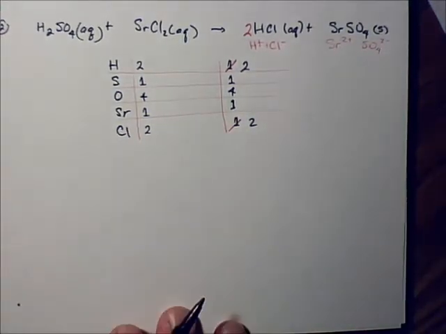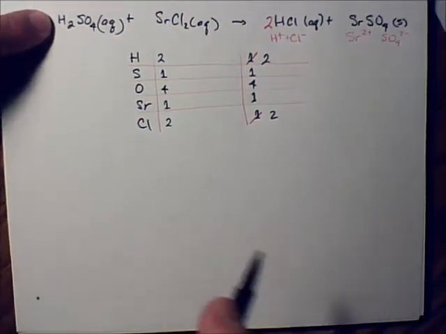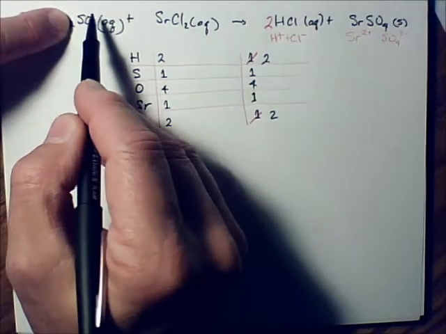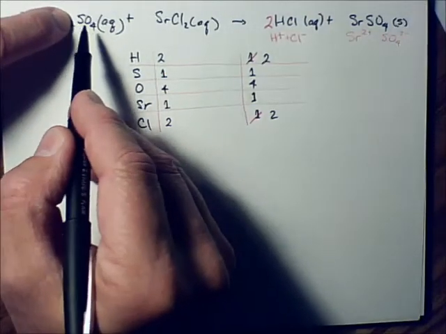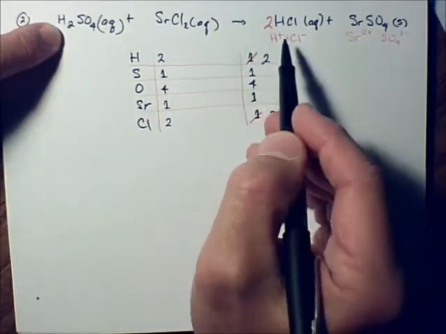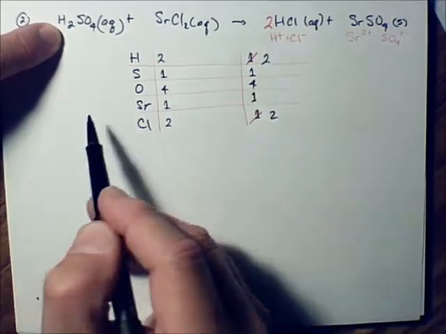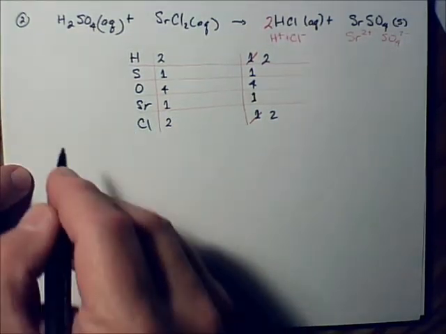Okay? All right, so now we're ready to write a complete ionic equation. So look here, and this is a sulfate polyatomic ion. Okay, there's the sulfate there. So what I've attached to that sulfate ion are two hydrogen ions, and hydrogen ions in an acid are always going to be 1 plus. So that means I have two hydrogen ions here.